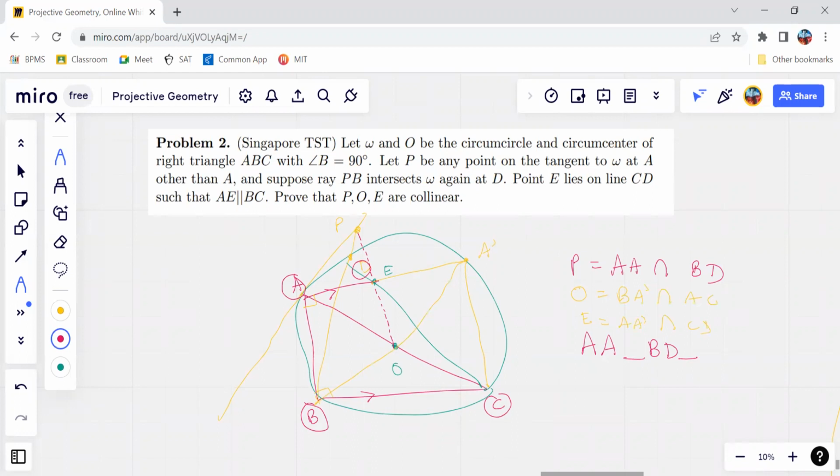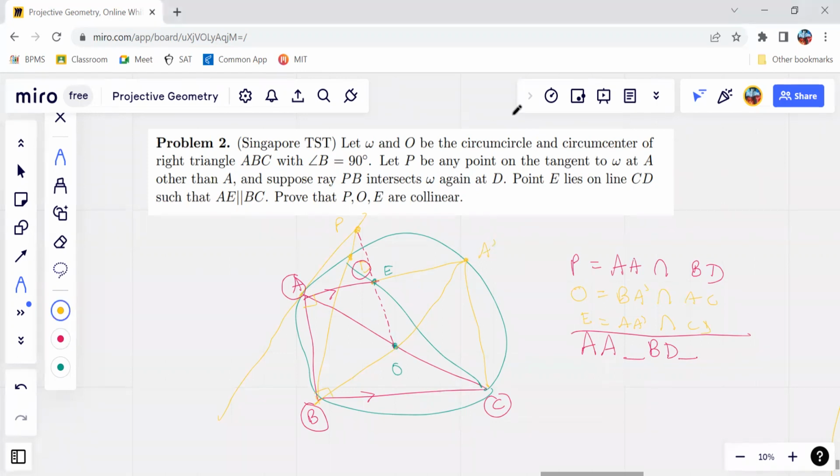So how do we fill in the rest of the Pascal? We have that this thing is a cyclic hexagon. So PO is collinear by Pascal's theorem. Which hexagon are you using Pascal on? It's AA something, BD something. What is this something here? It's ABC, A dash B, A.